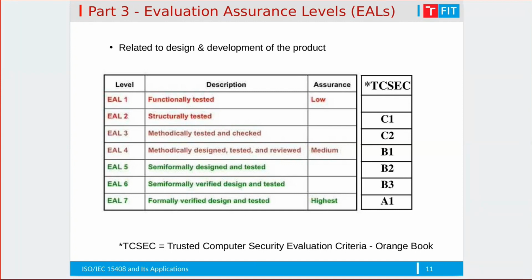In EAL6, it's semi-formally verified and designed, with analysis supported by a modular approach to design, and is required for very high risk situations. And then we have EAL7, which is formally verified and designed, the highest that can be achieved. On the right side of the picture, we see that it corresponds to another standard, TCSEC, which is also using this scale, and the highest assurance level that can be achieved is denoted as A1, while the lowest is denoted as C1. So this is the correspondence of the classes.